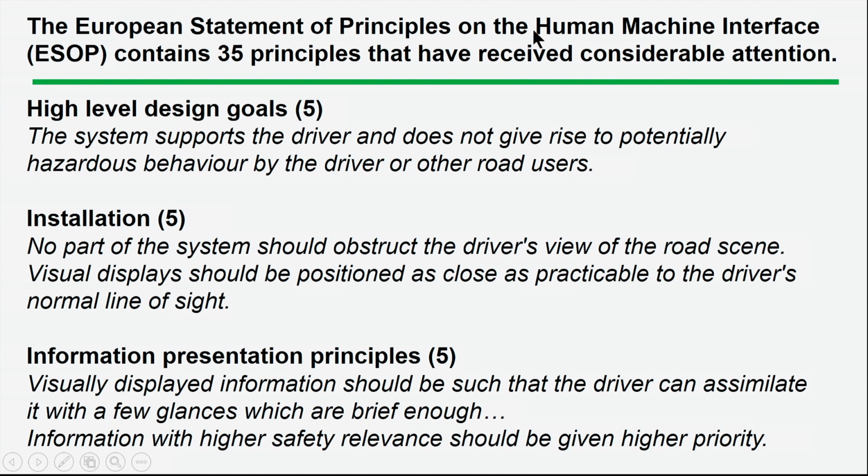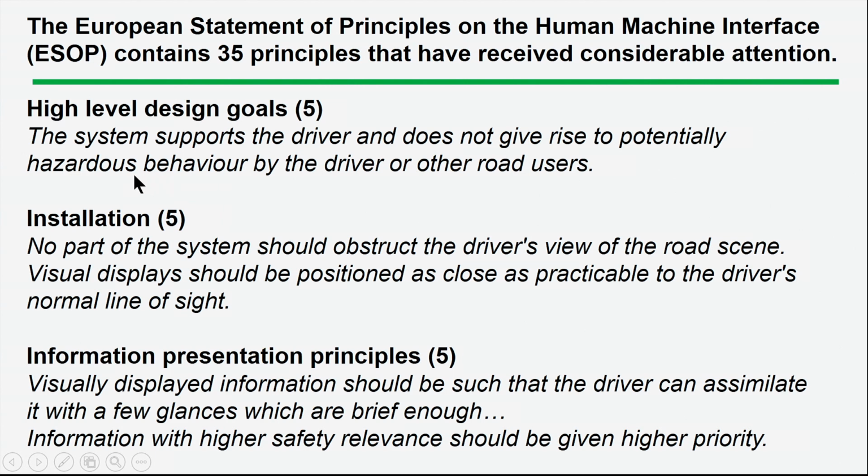The European Statement of Principles has existed for some period of time, and it's had a major impact on the design of motor vehicles. There are 35 principles in there, and the key point about these principles is they are very high level, so it's actually quite difficult to design specifically to the principle. Let me give you some examples and then say how it's been taken farther. For example, there's a section called High-Level Design Goals. There are 5 of them, and here's an example. The system supports the driver and does not give rise to potentially hazardous behavior by the driver and other users. Well, that seems simple and makes sense, but the question is, how do you actually do it?